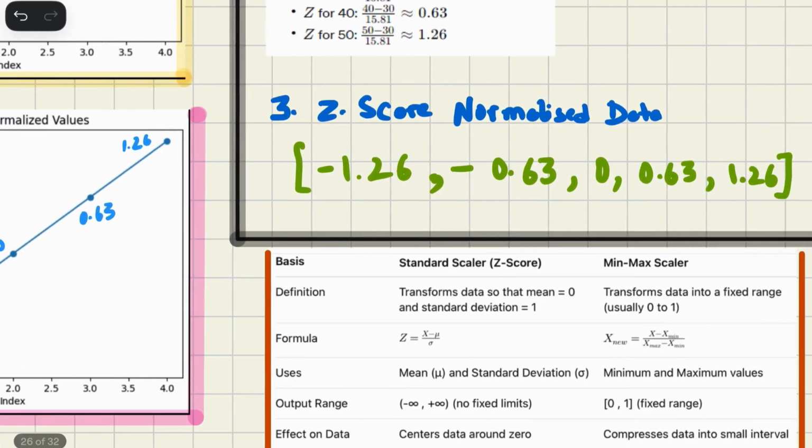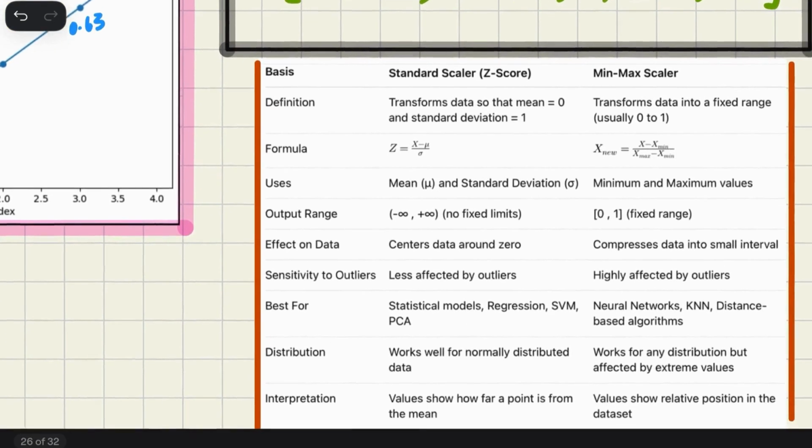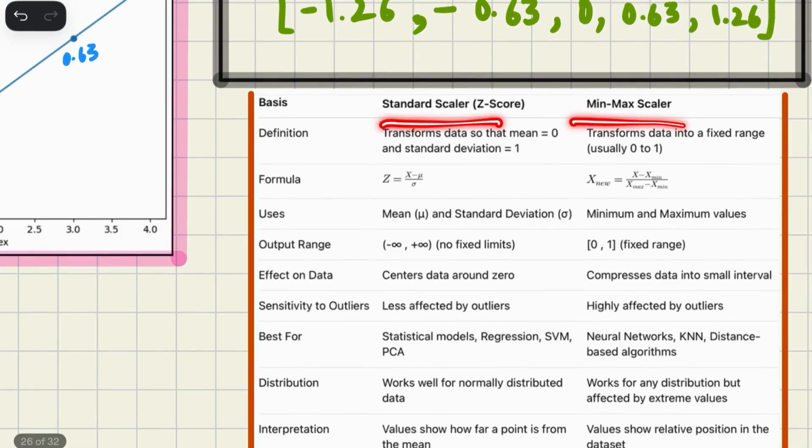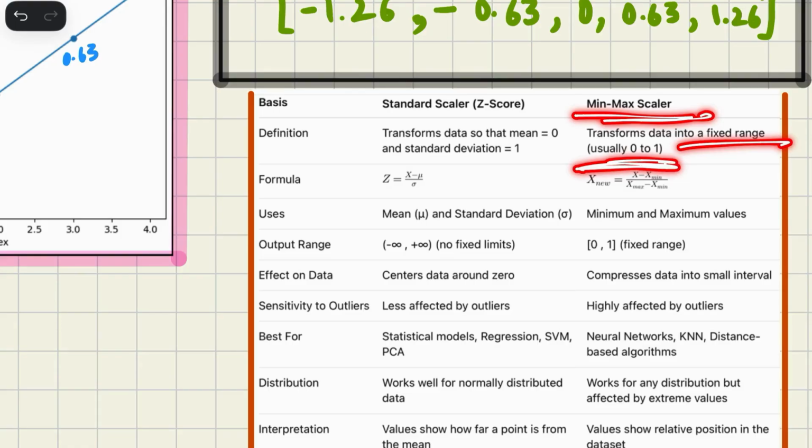Alright, if you see the basic difference between the both of the types, first is standard deviation, standard scaler, which is Z-score. It transforms the data so that mean is 0 and deviation is 1. Whereas min-max scaler transforms the data into a fixed range. So the data must lie between 0 to 1 only. Right? So they have different formulas, absolutely.